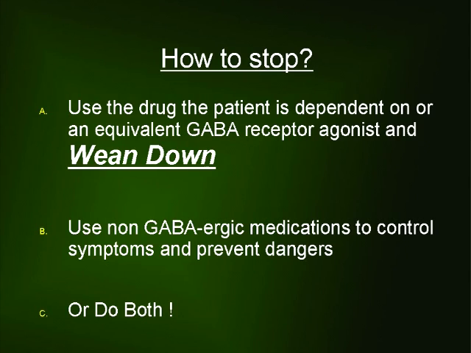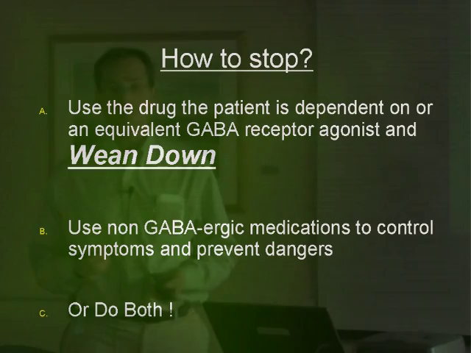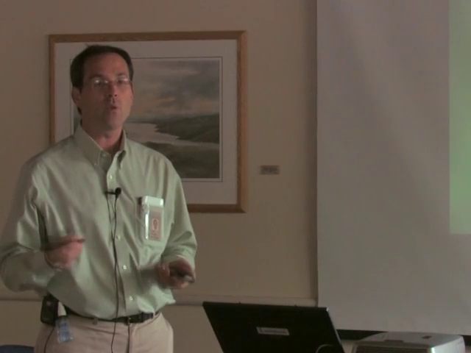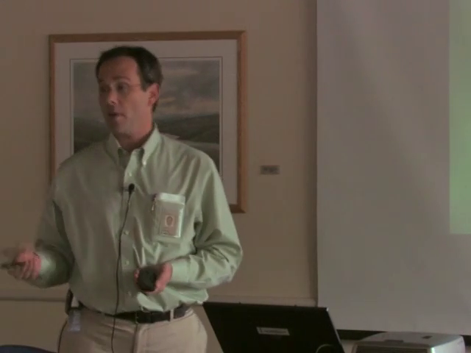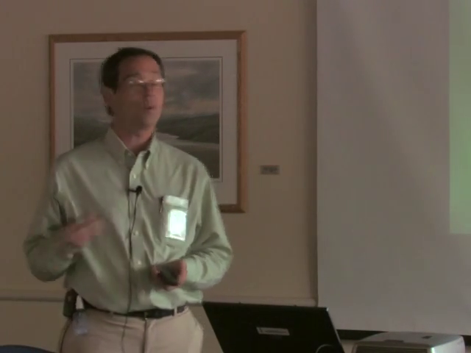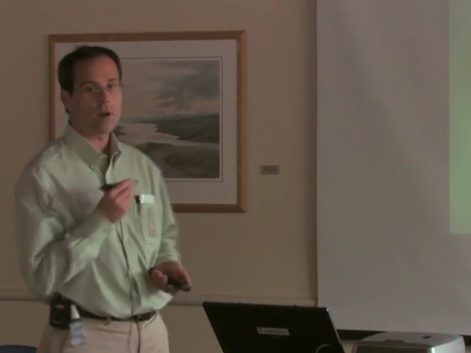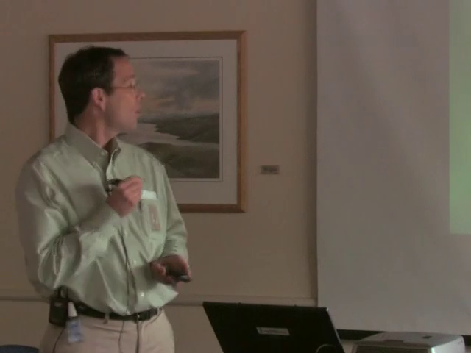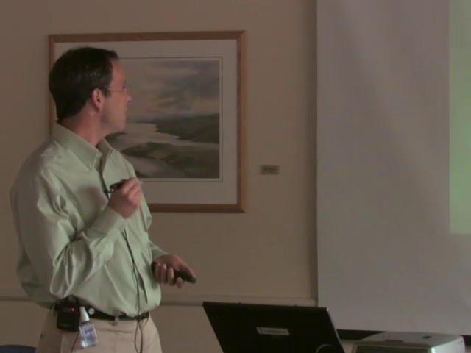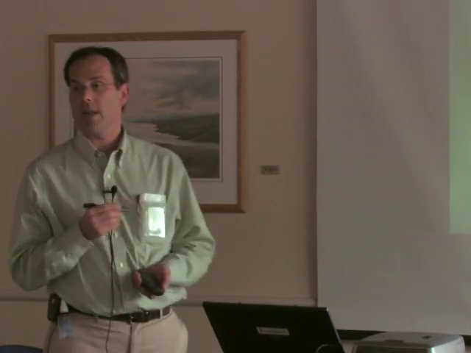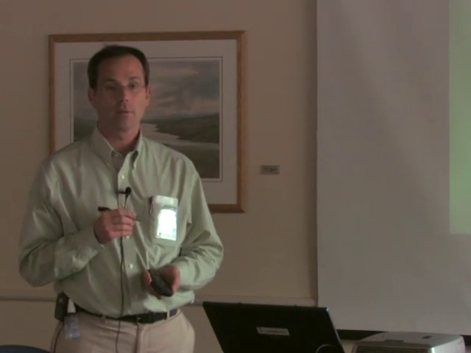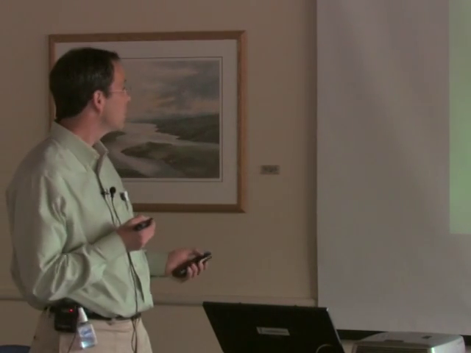Okay. One thing you could do is use the drug the patient's using and just wean them off, right? And that's kind of the standard thing to do. Take the drug the patient's using and wean them down. That's basically what we do with our alcohol patients, except we substitute a similar GABA drug, a GABA agonist, or I'll say GABAergic drug, right? And wean them down. Or you could not give them a GABA drug and use other kinds of medicines to try to help them through it. Or you could do both, a little of each.